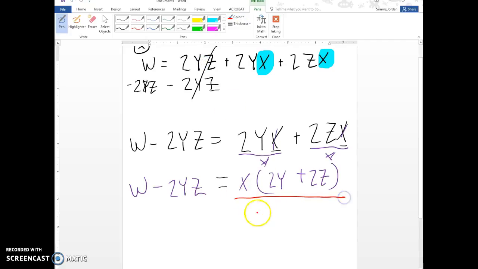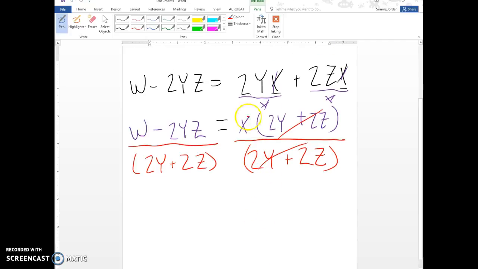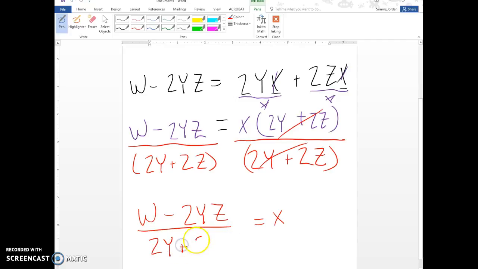So now I'm going to divide this side by 2y plus 2z. I'll just get rid of all this other stuff. You can still use the brackets if you want. I'll do the same over here, 2y plus 2z. This goes away because anything divided by itself is 1, and what I'm left with is x by itself, and I'll just rewrite all of this again. w minus 2yz divided by 2y plus 2z. And you don't have to do the brackets, I just did them to be fancy. But there it is, buddy.